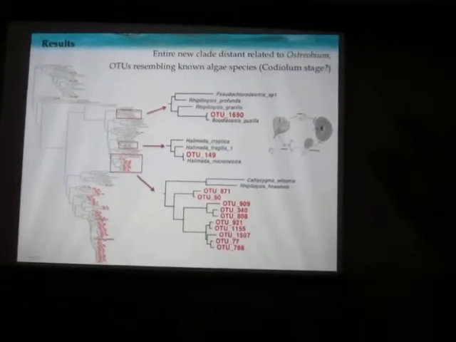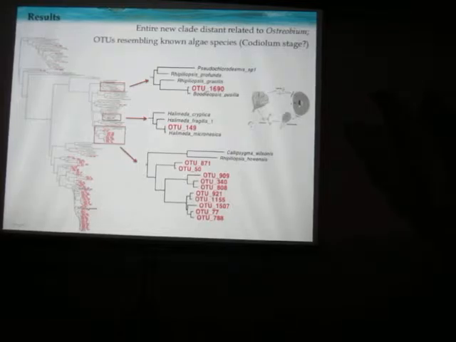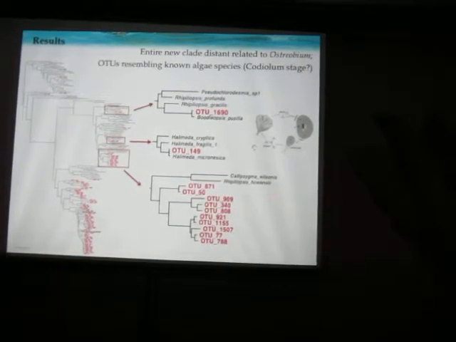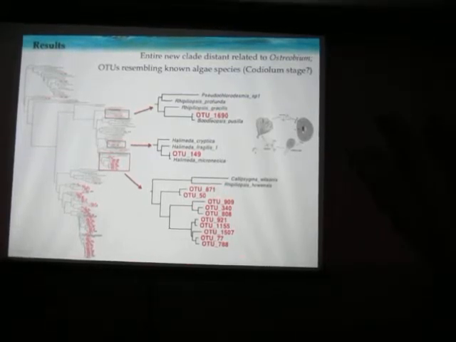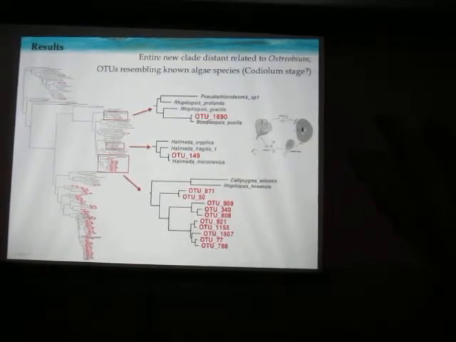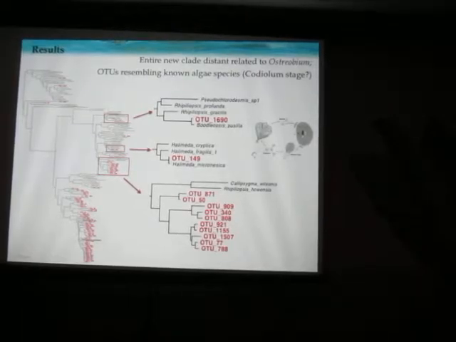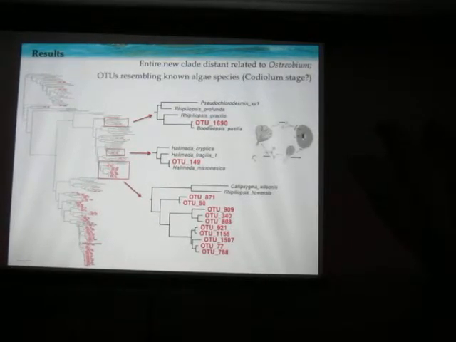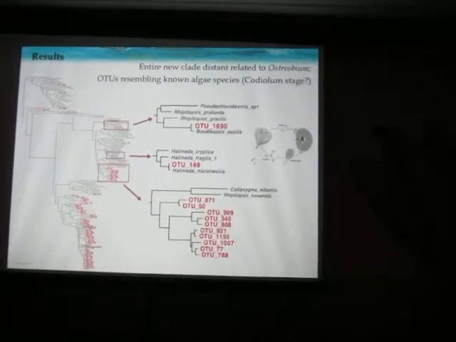So, we also found several O2s that are more distantly related to Ostriobium. For example, this clade here is very distantly related to all the other algae that we know. So these are 2 different genera. So this could be an entire new family of exclusively endolytic algae.